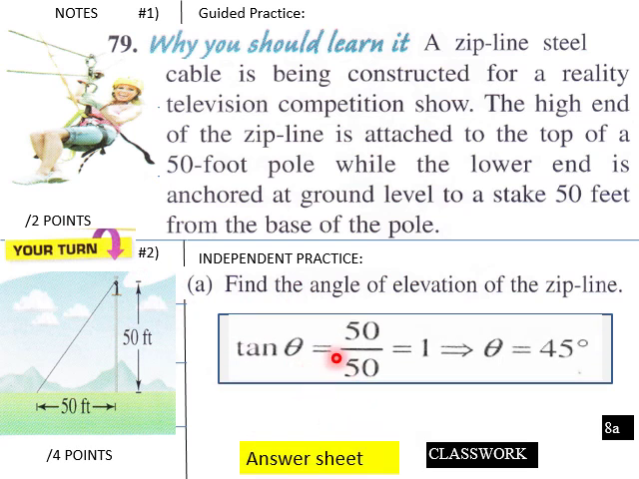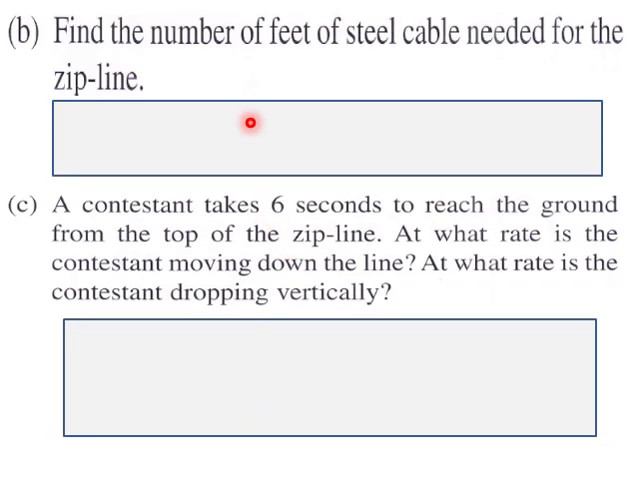So tan theta equals 50 over 50. Here's our angle of elevation. It'll be down here. We know this is a right angle here. So we're trying to find this angle here. Tan theta will be opposite over adjacent, 50 over 50, which equals 1, which we know that tan of 1 is 45 degrees. So this is a 45-degree angle there.